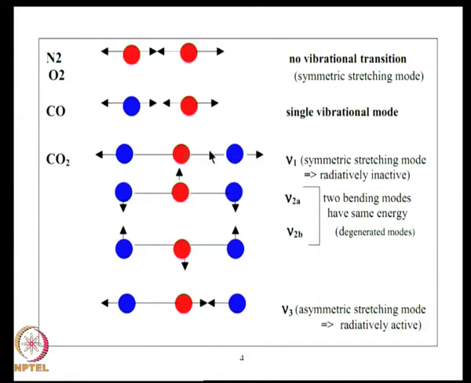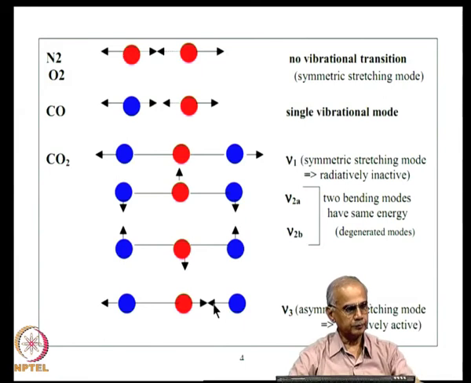You can see that there is symmetric stretching, in which there can be no change in dipole moment, and so it is not a radiatively active vibrational mode. But then you have this bending mode, where the molecules in the edges move in a different direction than the molecule in the middle. So, these are two bending modes: either it can bend in the plane of this paper or perpendicular to it. And then you have asymmetric stretching, which we will show examples of a little later.